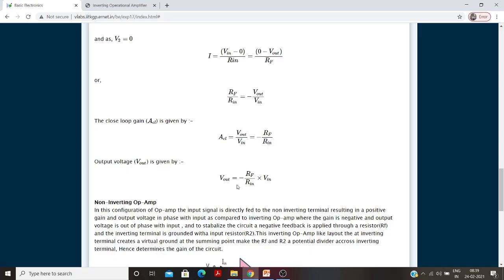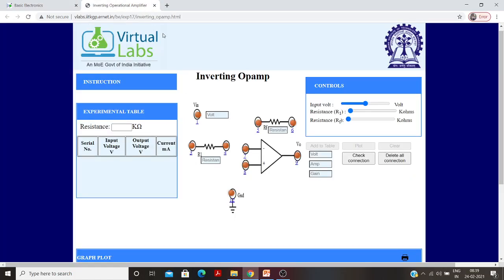So what we'll do is design a circuit. I have a simulation here. I'm putting the input voltage as 1 volt. R1 I will say is 1 kilo ohm, and RF I will put as 2, or 3, and the input voltage is 1 volt. The connection diagram remains the same, so I will connect this to the ground. Yes, I have connected this to the ground.